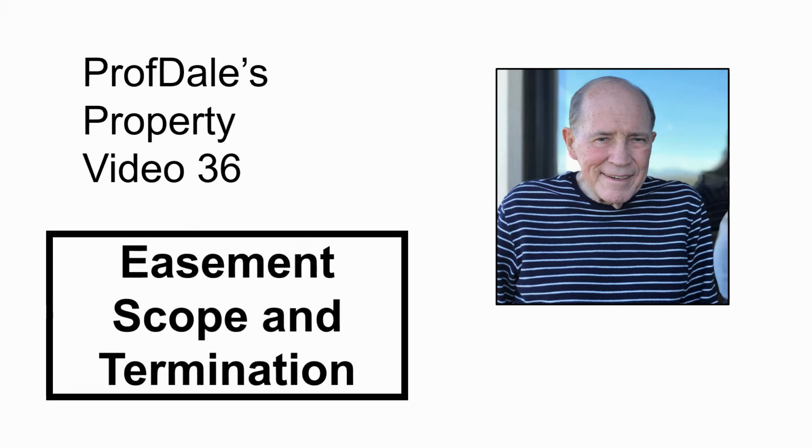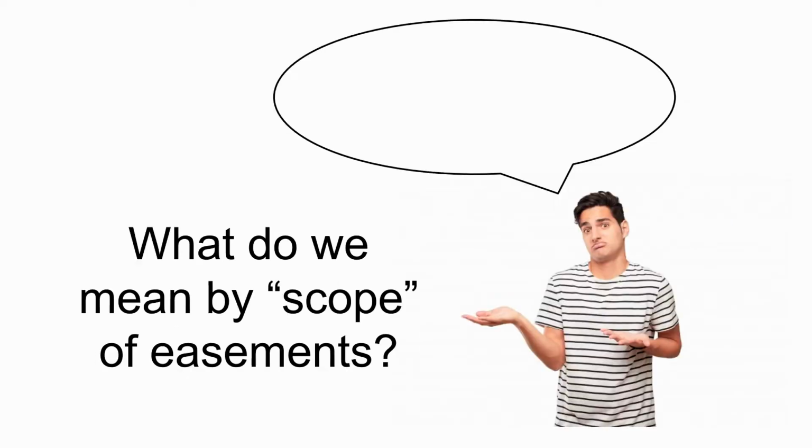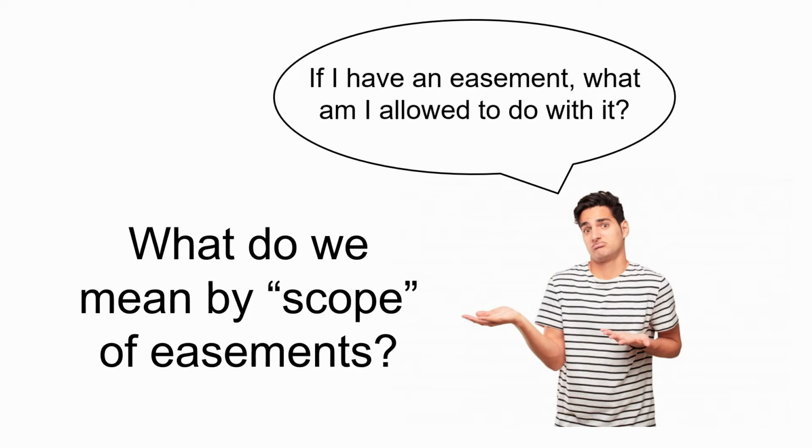In this video, we're going to cover two topics. First, how to determine the scope of an easement, and second, how easements can terminate. We'll start with the scope of easements, but we might ask, what do we mean by the scope of an easement? Well, a scope question is really the answer to this. If I have an easement, what am I allowed to do with it?